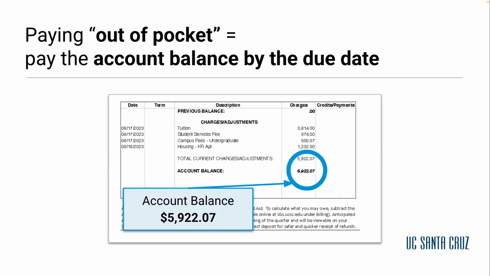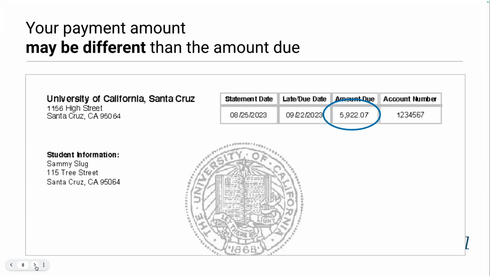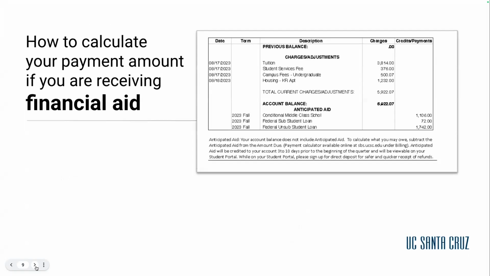If you're paying out of pocket, that means that you're paying with money that you already have in a savings or a checking account. If that describes your situation, then pay the account balance on the bill or log into your financial account in My UCSC and pay the amount shown in My Account $. There are also situations when your payment amount may be different than the amount due on the bill. How do you figure that out? Well, let's take a look.